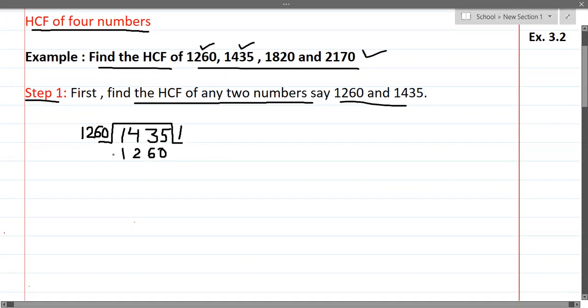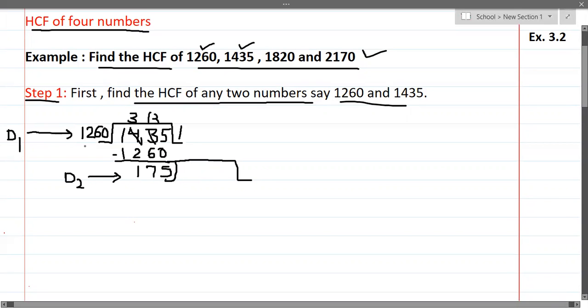So 1260 ones are 1260. Subtract these two numbers. So 5 minus 0 will be 5, and 13 minus 6 will be 7, and 3 minus 2 will be 1, and 1 minus 1 will be 0. Now we have to make one more division box over here. Here you have got the remainder, and the remainder will become a divisor. So this will be your divisor 1. I am writing D1, divisor 1, and now this is your divisor 2, right?